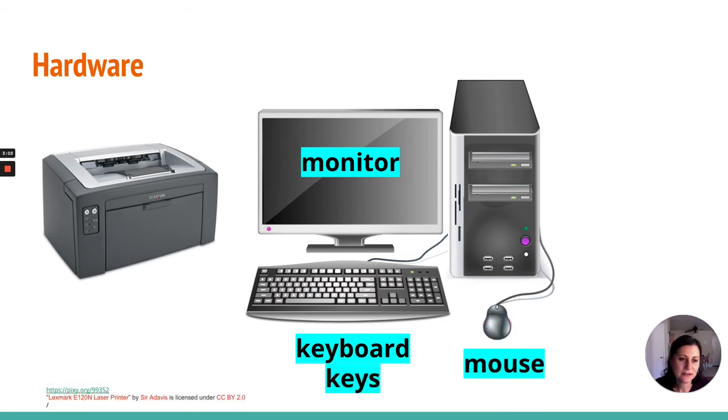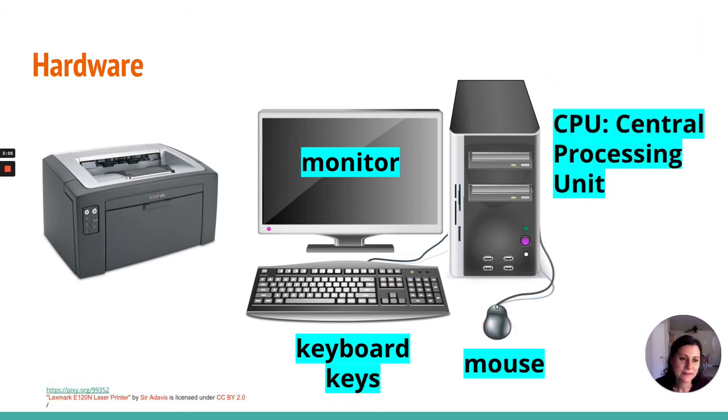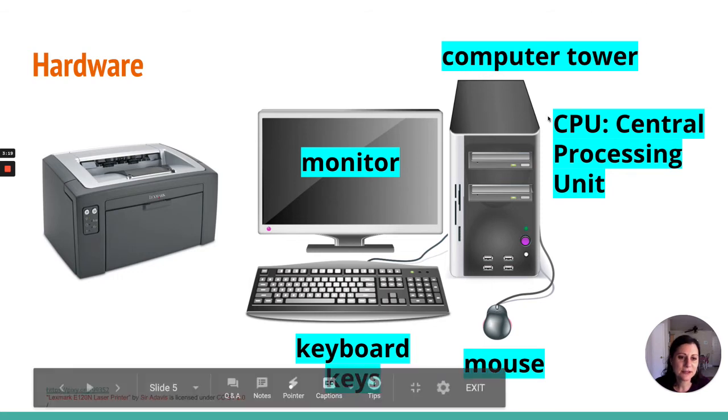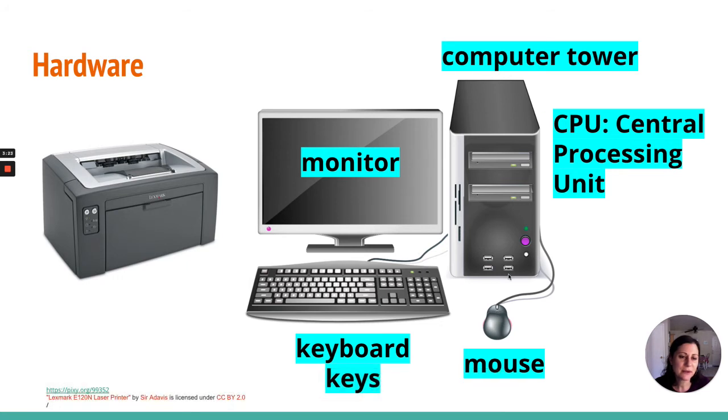Mouse, CPU, Central Processing Unit. This is the brains of the computer. This is what makes the computer work. CPU. Computer tower. This thing here is called a computer tower. Sometimes you don't need a computer tower, but that's what it's called.